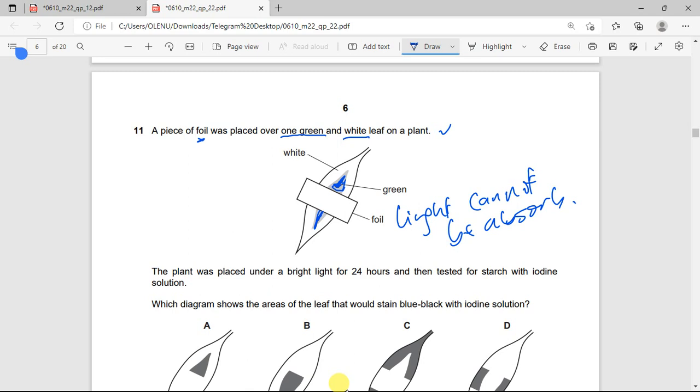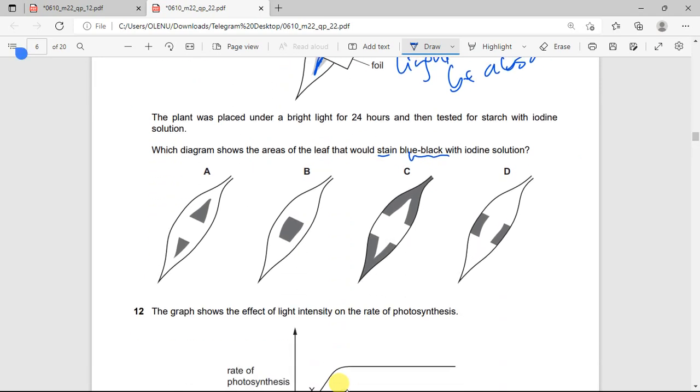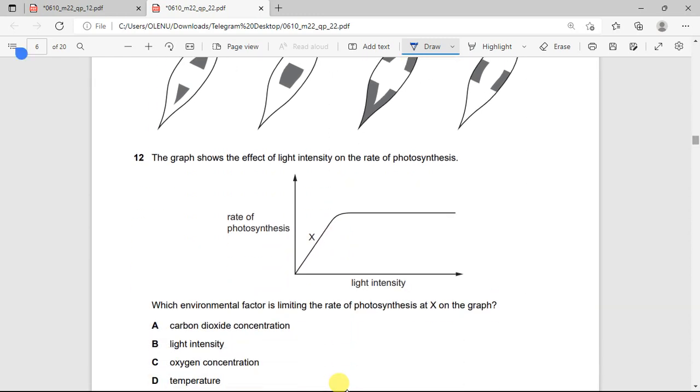The plant was placed under bright light for 24 hours. Which diagram shows the area of the leaf that would stain blue-black with iodine solution? With iodine solution, I think A. This area that photosynthesizes will give you a blue-black color.